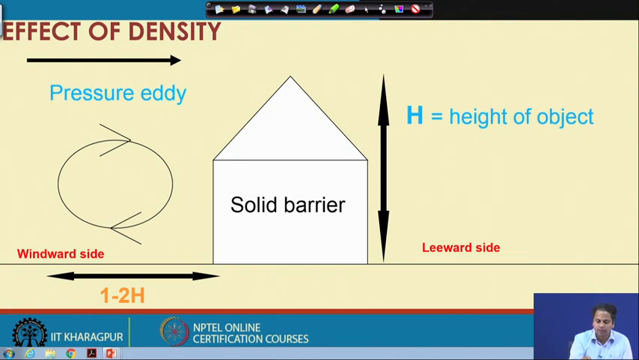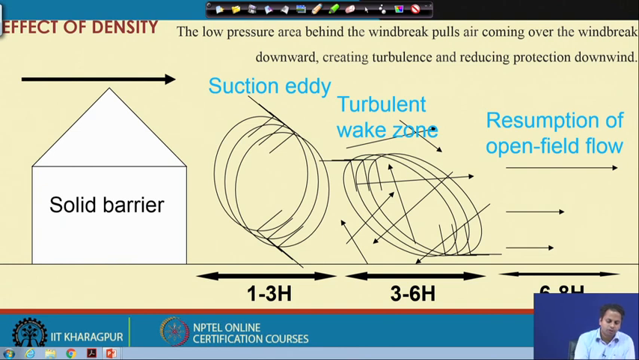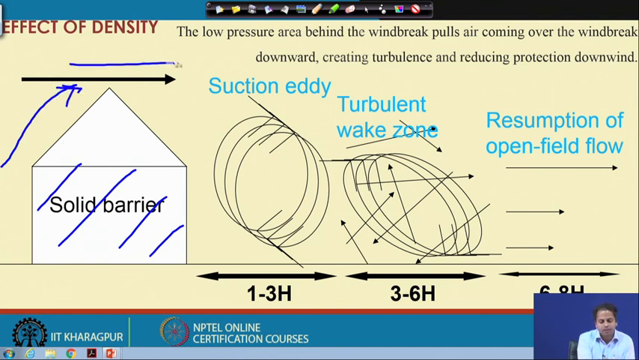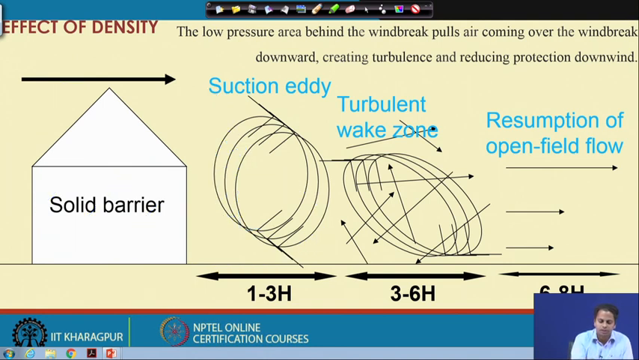Similarly, on the leeward side, because of this solid barrier which is not allowing air to pass through it, the winds, which are in very high motion, get deflected here. Since air is not passing through this solid barrier, there is a formation of very low pressure over this region. To fill this low pressure, the winds rush over this region with very high wind velocity. This region is known as the suction eddy.